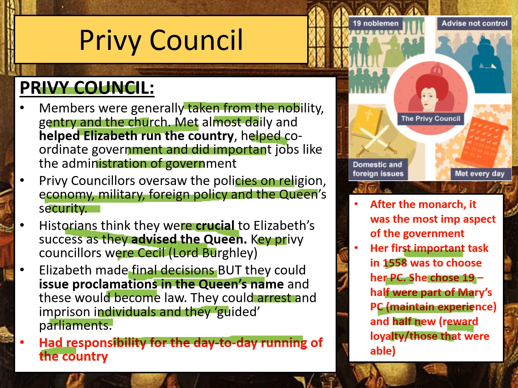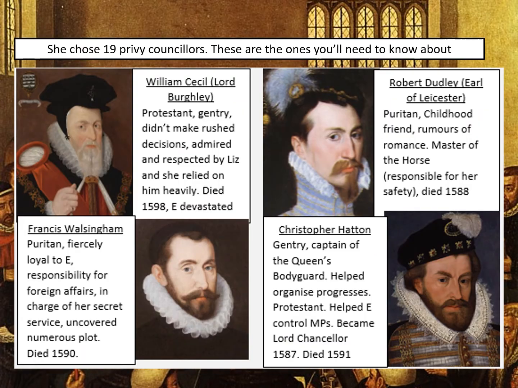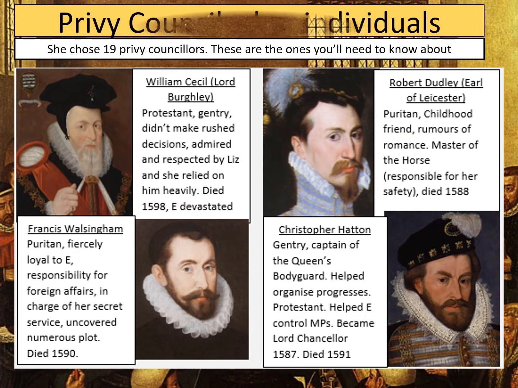And when Elizabeth loses her foremost trusted Privy Councillors, she's less successful in that last 15 years of her reign. So we can see the importance of her selecting a good Privy Council. Elizabeth chose 19 Privy Councillors at the start of her reign, but these are the 4 that you need to know about. In your folders you have a little fact file on each of them and why they were important to Elizabeth. The first one and main one to know about is William Cecil, who was her most trusted advisor.